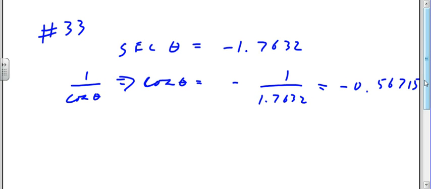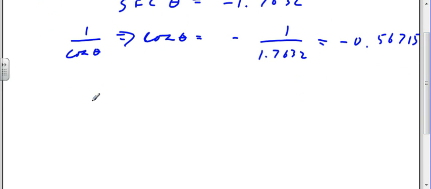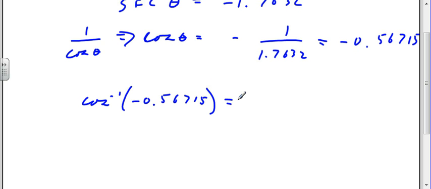0.56715. All right, now, my calculator doesn't do arc secant or arc cosecant or arc cotangent, but the TI-85s, 86s, and 89s do. So if you had a fancier calculator, it could do this guy directly. Anyway, so now I want the arc cosine of minus 0.56715. And I get 124.55 degrees. Oh, gee, we'll round up that to 124.6.